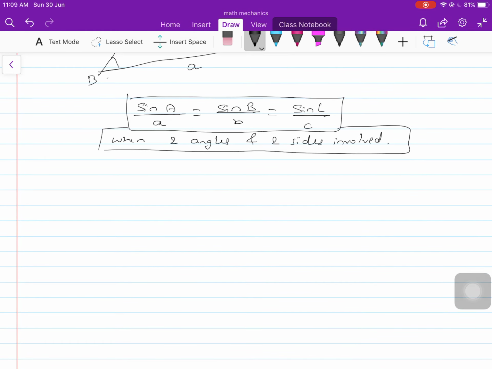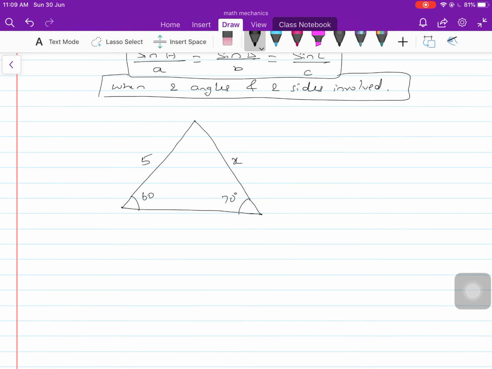So let me show you an example. Suppose there is a non-right angle triangle, something like this. This side is 5, this angle is given to be 60 degrees, this angle is 70 degrees, and this side is x. So we don't know this side; three of them are given, one of them is not given. We don't worry about this. So use these things: sine of 70 divided by the opposite side, which is x, is equal to sine of 60 divided by the opposite side, which is 5. We can solve this with numbers and get the answer.